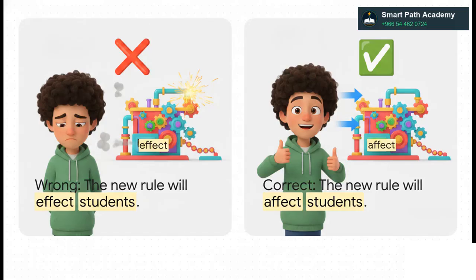Section 3, fixing common mistakes. Okay, watch what happens when our student gets a little mischievous and tries to force the noun effect into a sentence about a new school rule. A massive red X pops up. The machine totally rejects it. But why? Well, a new rule is going to perform an action on the students, right? It's going to actively change their daily routine. And for an action, we desperately need that A verb. So the new rule will affect students is the one that gets the green check mark.